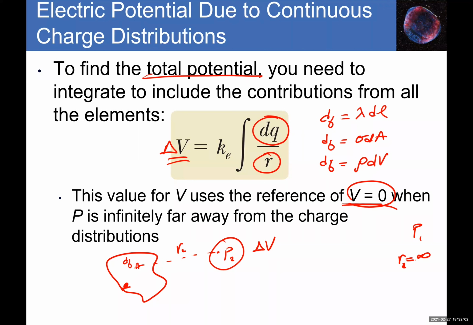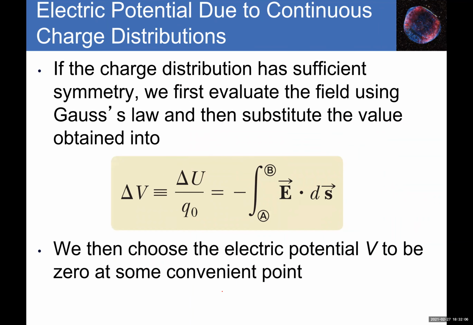So r1 here is infinitely, let's say, far away. All right. So, remembering that we have this equation where delta V equals delta U over Q naught for the test particle. Remember, delta V here is defined as potential energy per unit test charge.